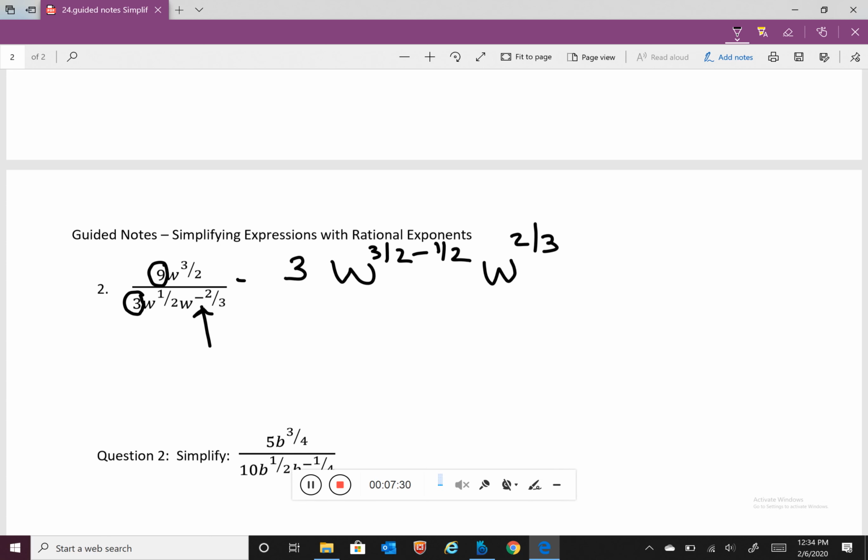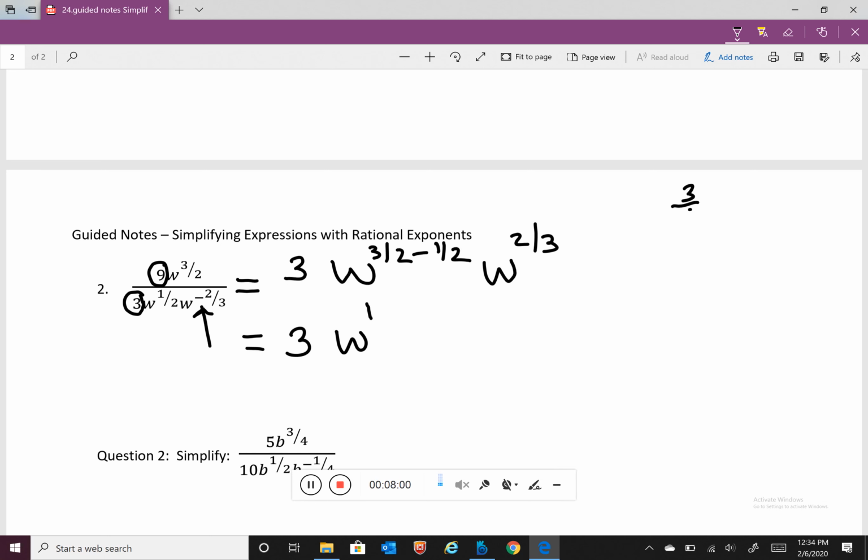Now our next step, and I'm going to connect these with equality symbols. Our next step, the 3 remains the same. We're done with that. We have w to the 3/2 minus 1/2. We have a common denominator. And so w to the 3/2 minus 1/2 is literally w to the 2/2, which simplifies to be 1.